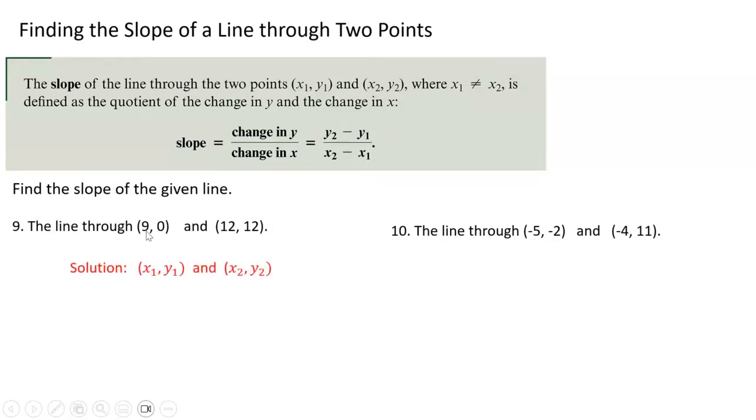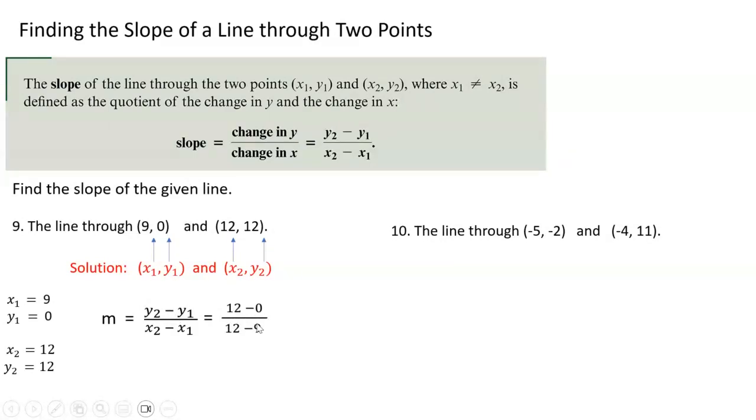Okay, this is number 9. We know that x1 will be 9, y1 will be 0, x2 will be 12, and y2 will be 12. Now all we do is plug them into the formula. So we're going to have 12 minus 0 over 12 minus 9, which gives us 12 over 3, which will give us 4. My slope is 4.